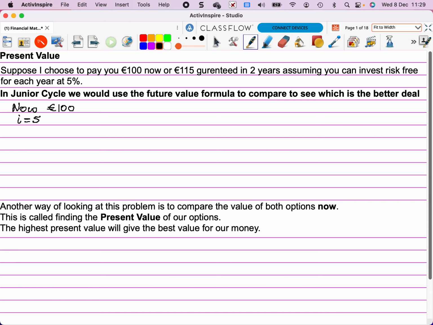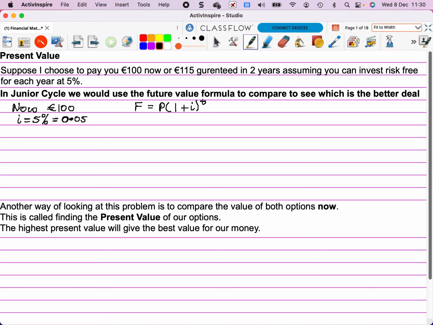So the interest is 5%. Now, the formulas we're going to be using are on page 30, and it clearly states on page 30 that if you're using these formulas, you must convert your interest rate into a decimal. I want to find out what the future value is of €100. So I'm going to be using the future value formula, and straight from the formula book, it is the present value times (1 plus i) to the power of t, where t is the time period.